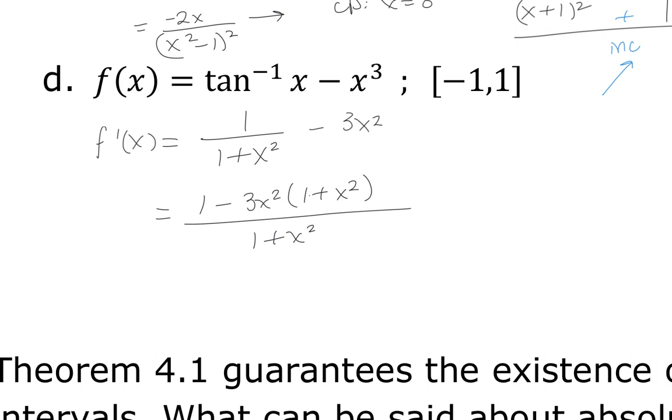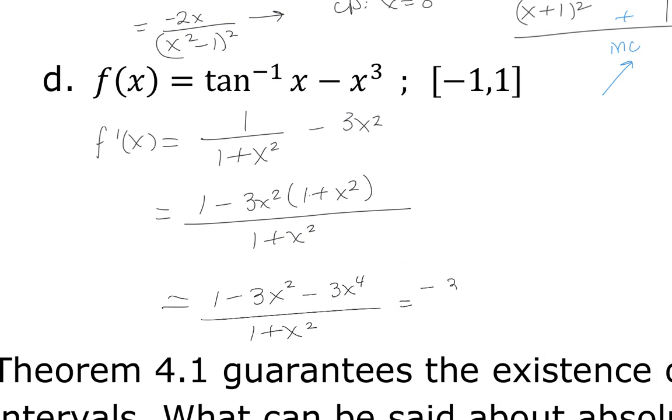Now, this from negative tangent inverse of x, there's no place in which it's undefined, because x cubed is defined everywhere and tangent inverse is defined everywhere on negative infinity to infinity. And then, so we look at this. Okay, so what do we have here? Well, this is going to be equal to 1 minus 3x squared minus 3x to the 4th, all over 1 plus x squared. So let's rearrange this and pull out a negative.